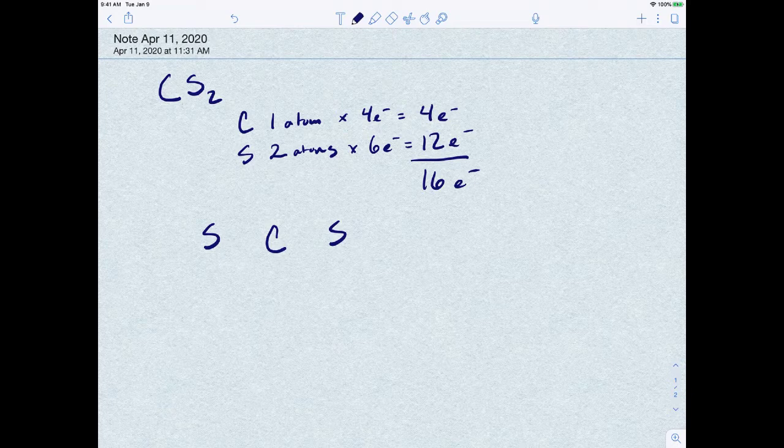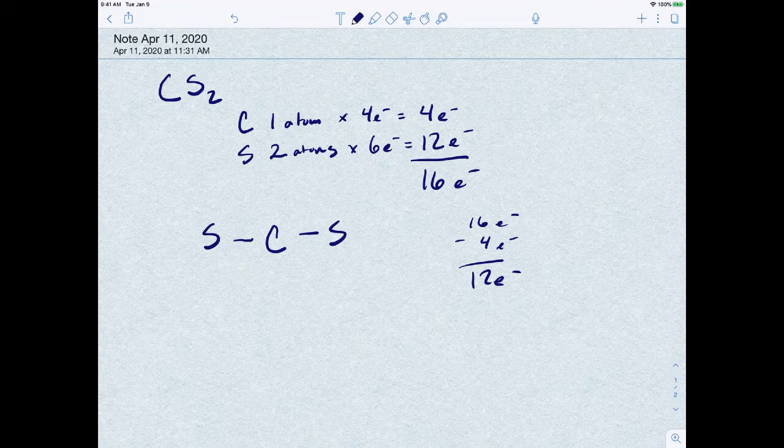All right, so we've got carbon in the middle, sulfur on either side. So now before we do anything, I'm going to draw a bond between carbon and each of the sulfurs. So that's going to use up 4 electrons already. So we're at 16 electrons. We used up 4, so we've got 12 electrons left. Okay.